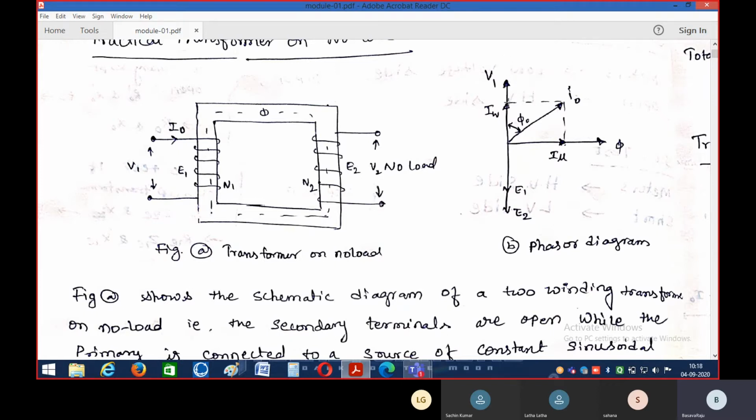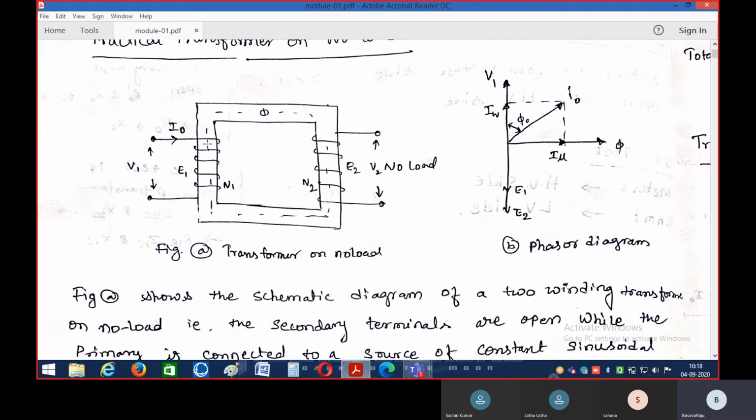V1 phase, this vertical line. The V1 voltage is always 90 degrees ahead of the working flux. So this horizontal line represents the working flux phi. Always the working flux phi lags behind the supply voltage by 90 degrees. So with respect to V1, this phi phase is 90 degrees out of phase. Okay, next.